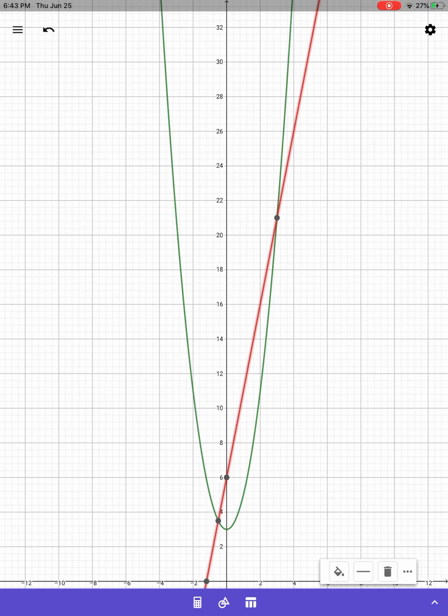You can see it is intersecting at the point negative 0.5 comma 3.5, and at the point 3 comma 21. So it is intersecting at these two points. Therefore, what is the x value of both the intersecting points? That is negative 0.5 and 3. Therefore, the solution for the equation f of x is equal to g of x would be negative 0.5 and 3.